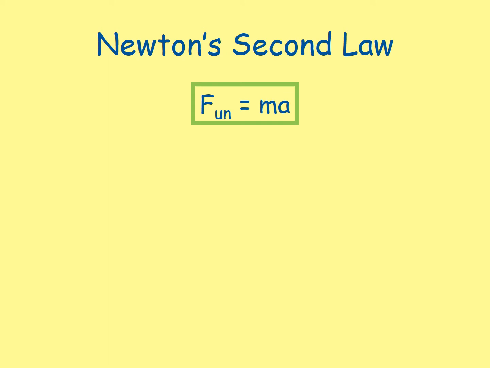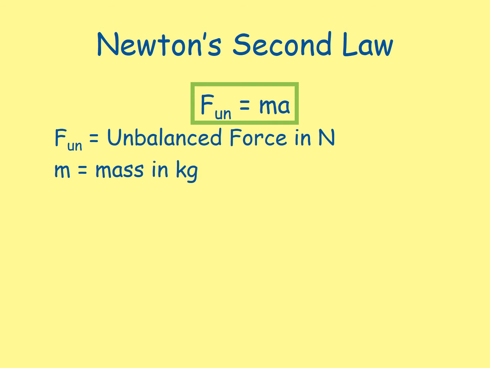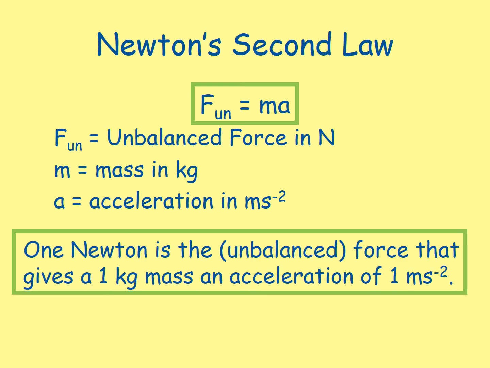We use the equation F equals ma, or unbalanced force equals mass times acceleration, where unbalanced force is in newtons, mass is in kilograms, and acceleration is in meters per second squared. 1 Newton is the unbalanced force that gives a 1 kilogram mass an acceleration of 1 meter per second squared.